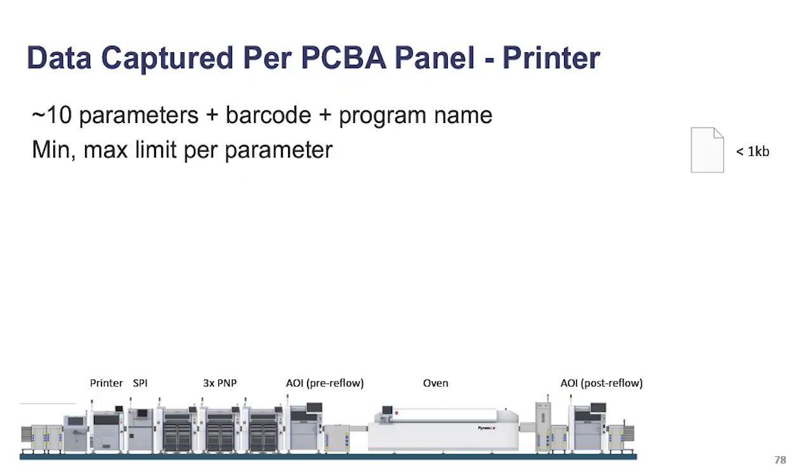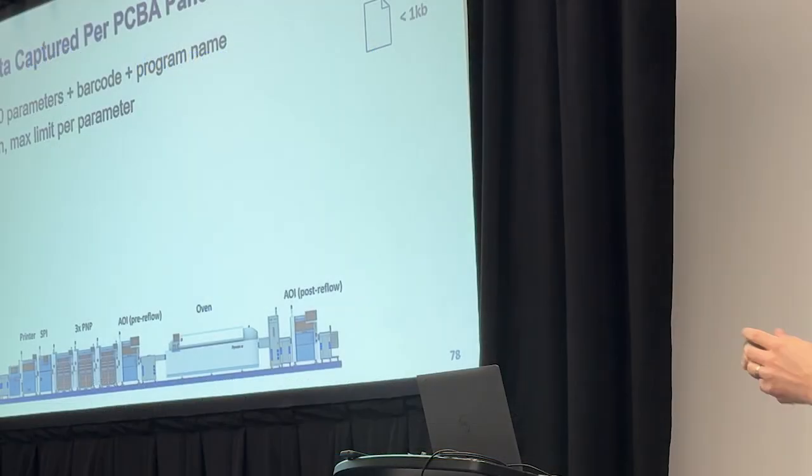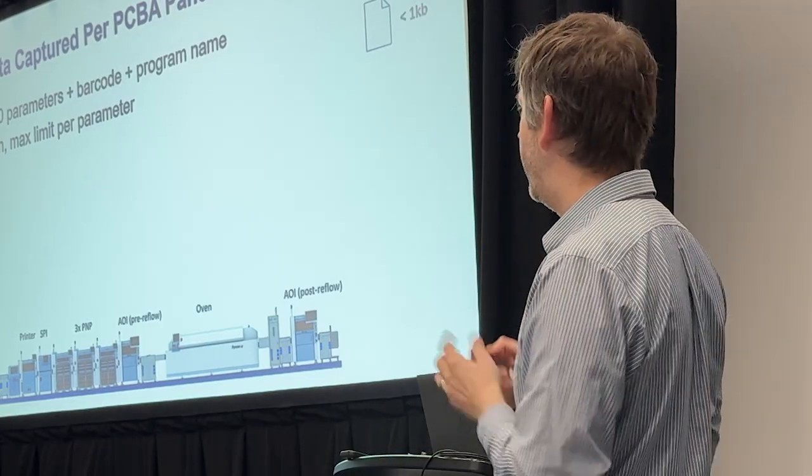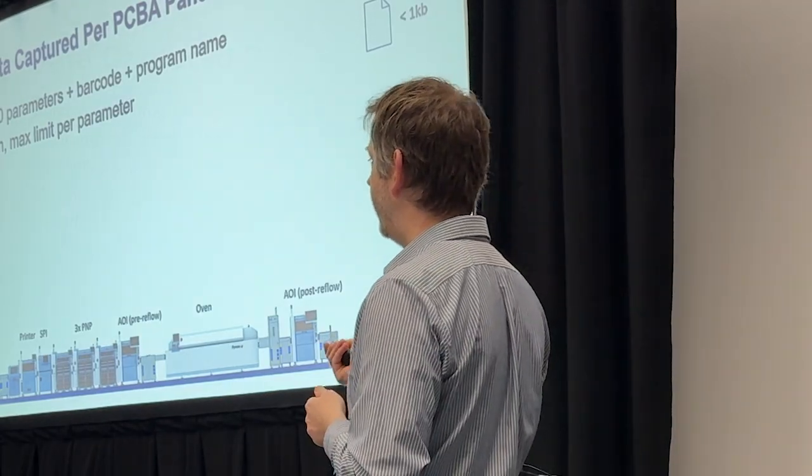So, first of all, in my printer, there's really not much data it has to report. It's got some parameters, like what's the printing pressure, stroke speed, those kinds of things. But there's like 10 numerical parameters, maybe a barcode and a program name. There's not that much data, maybe a minute and max.